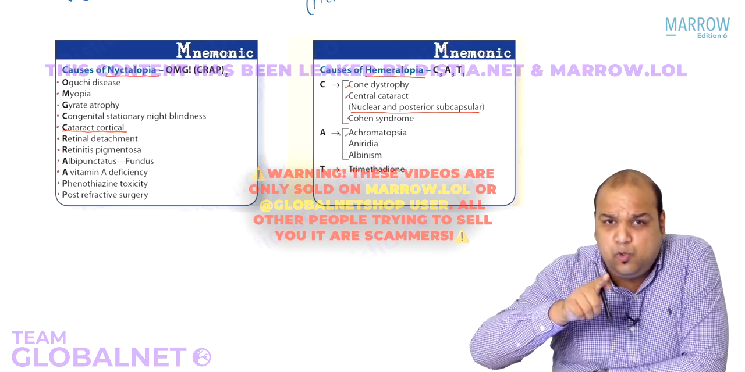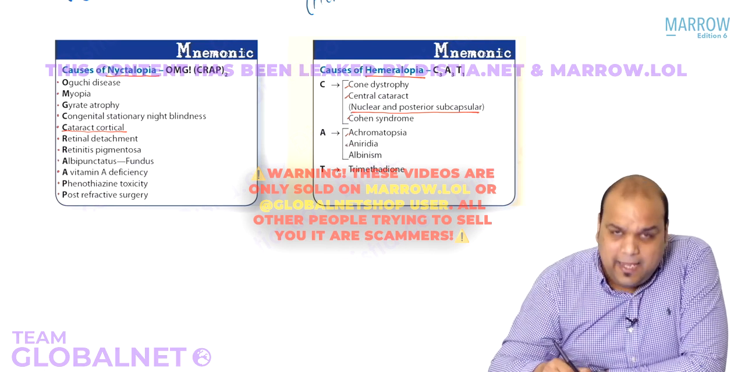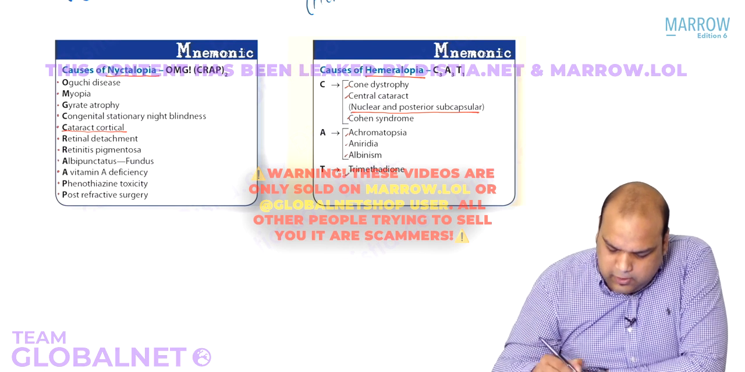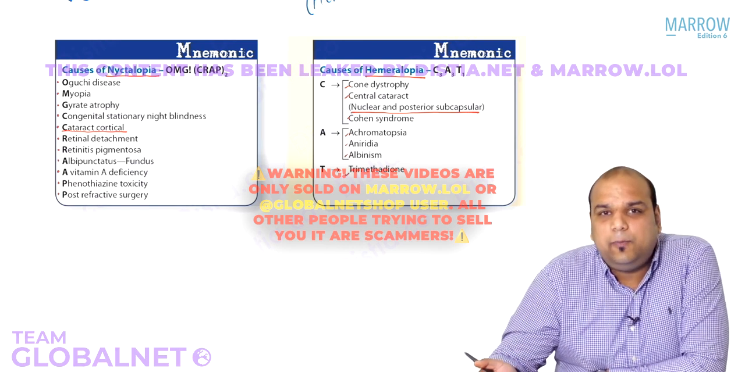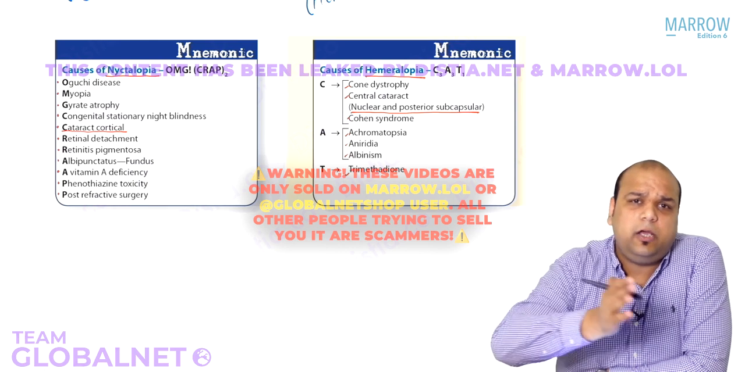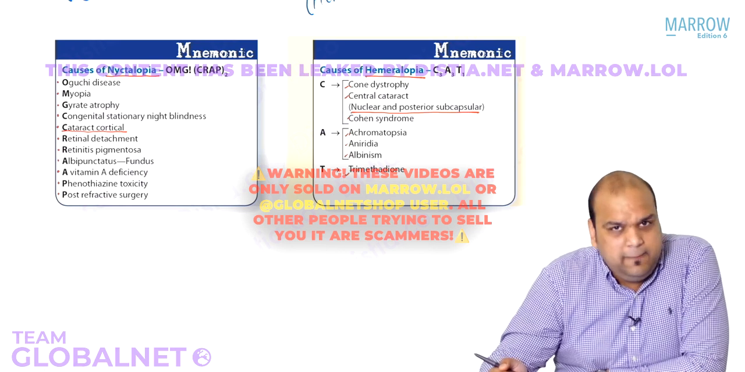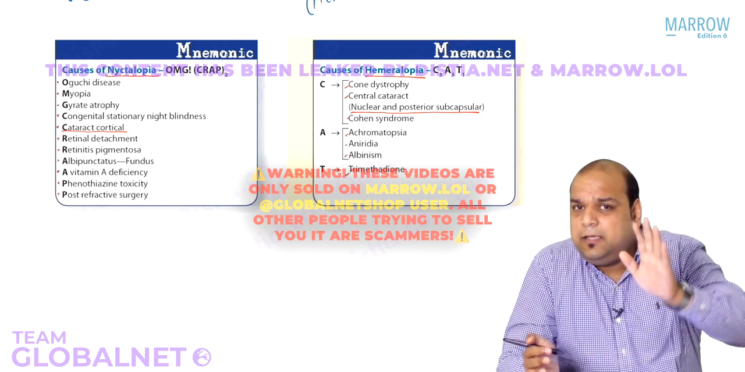Achromatopsia we have covered in neuro-ophthalmology. Achroma means no color, yes. Aniridia, absence of iris. Albinism, everybody knows, yes. And then T for trimethadione. So please remember this list, everybody, for the causes of nyctalopia and hemeralopia. Straight question: all of the following are causes except. These are the kind of questions that you will come across, everybody. Okay.